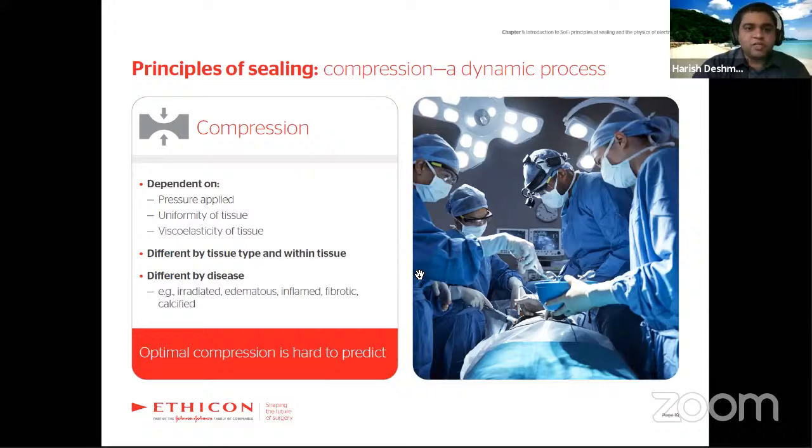Compression depends on the pressure applied, uniformity of the tissue, and viscoelasticity of the tissue. Among different types of tissues, whether it is radiated tissue, inflamed tissue, or calcified tissue, the compression required will be different. Suppose it is a fibrotic tissue, you cannot apply more pressure onto it. You have to keep a light pressure. If the tissue is not uniform and is bleeding from an abrupt location, then we have to put more gauze pieces or more sponges to keep compression on it.